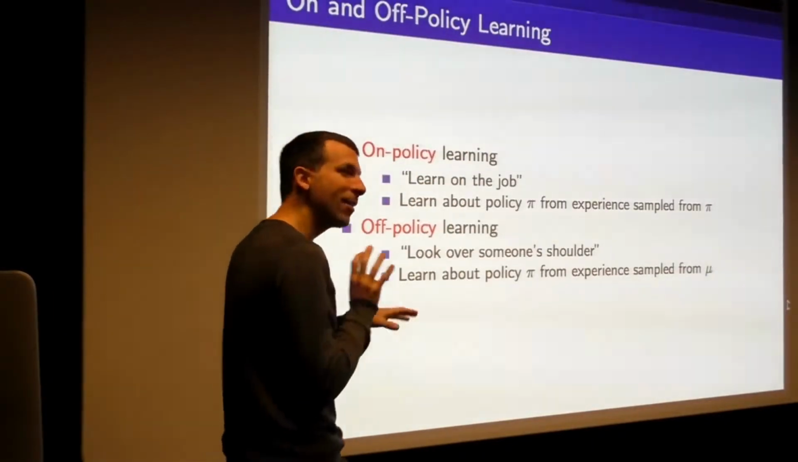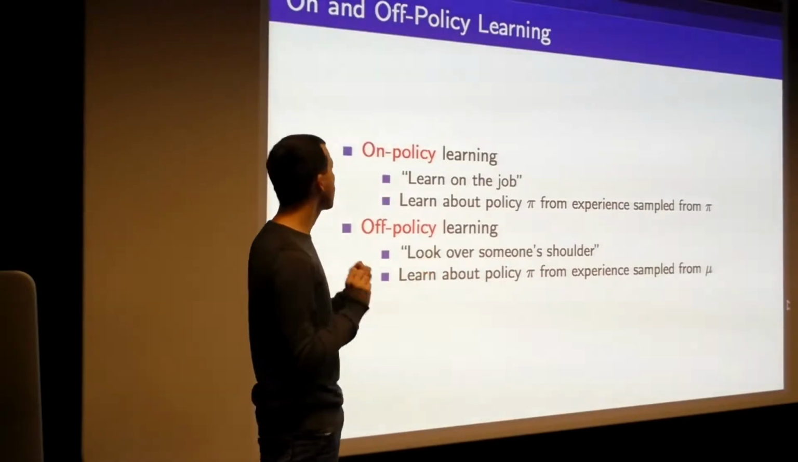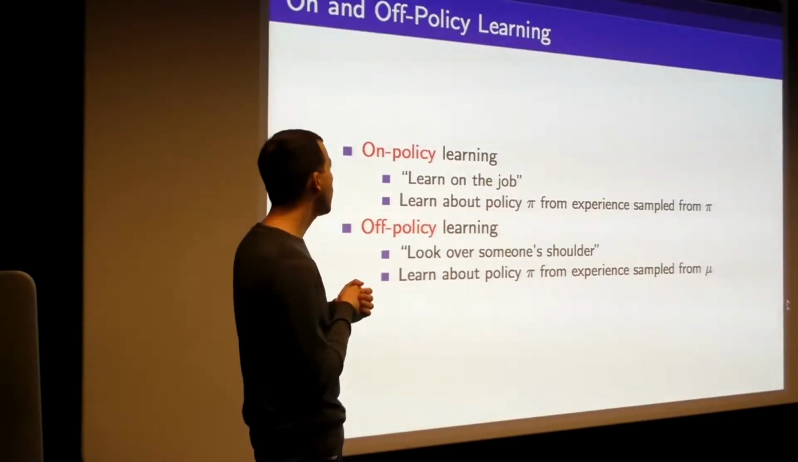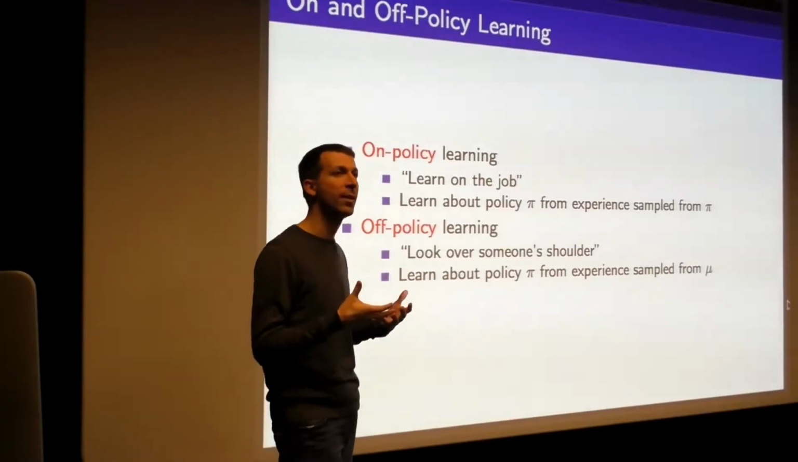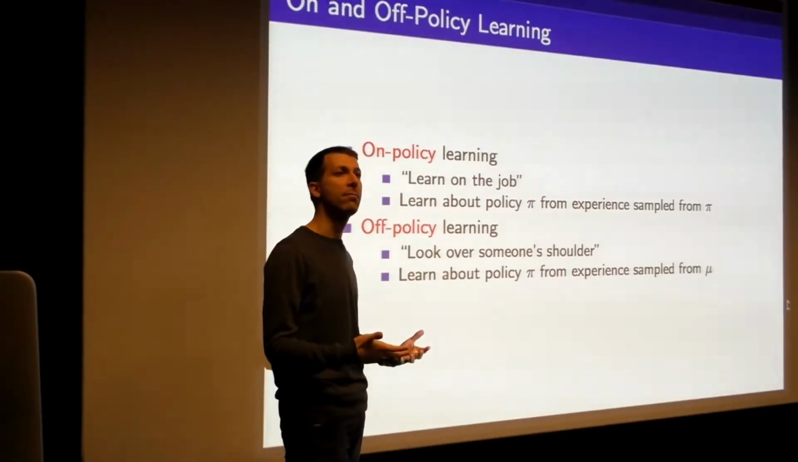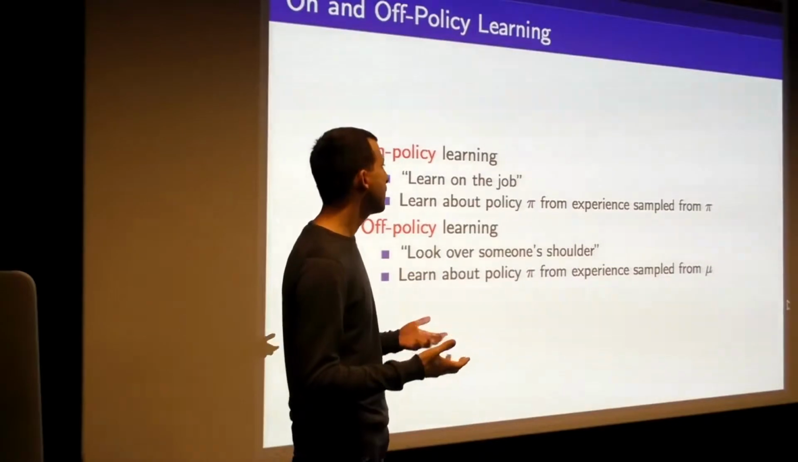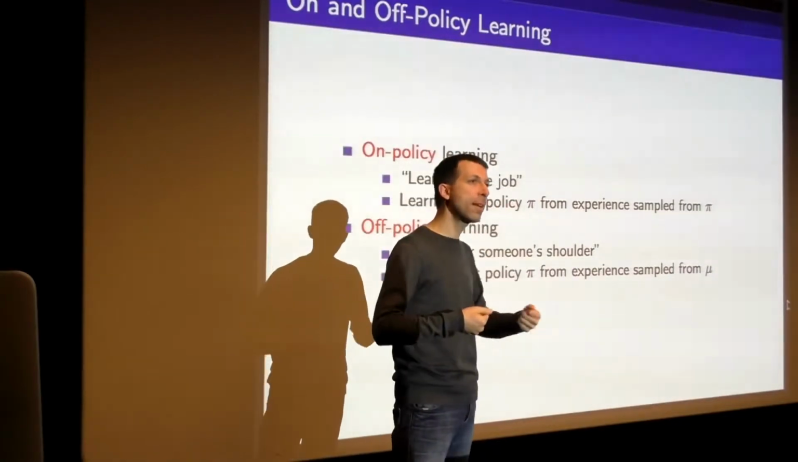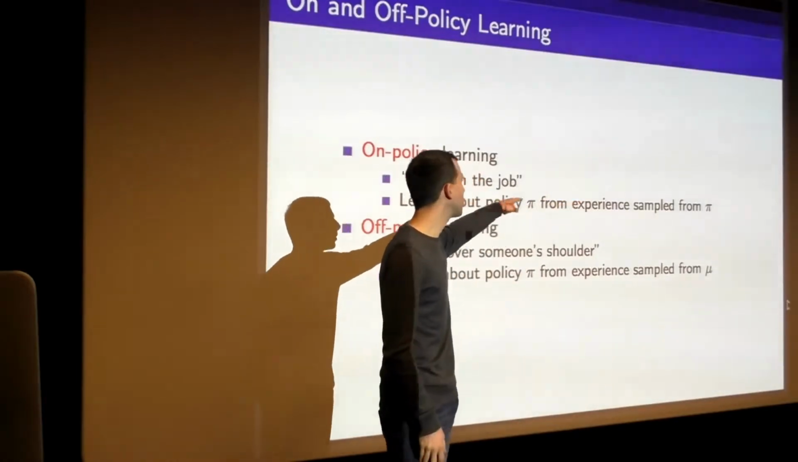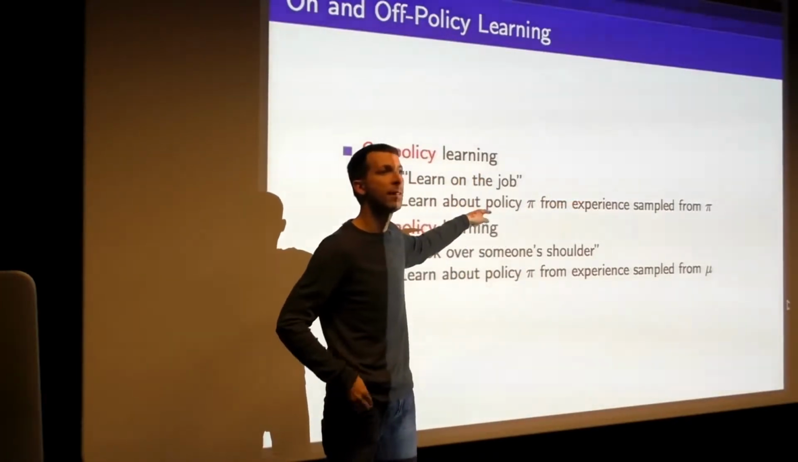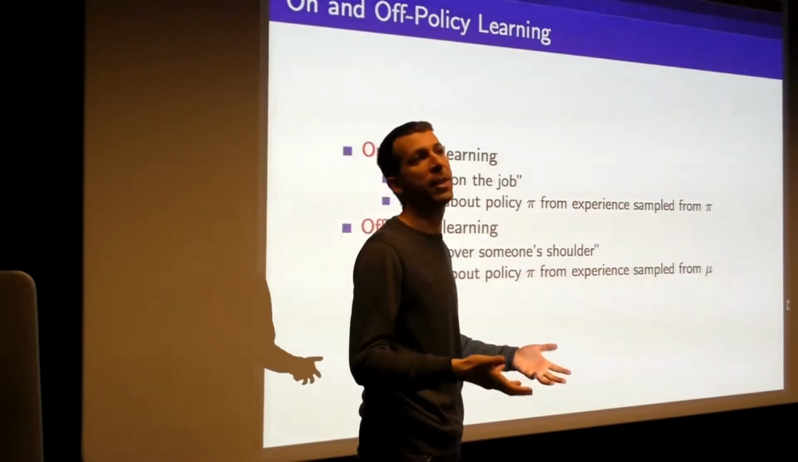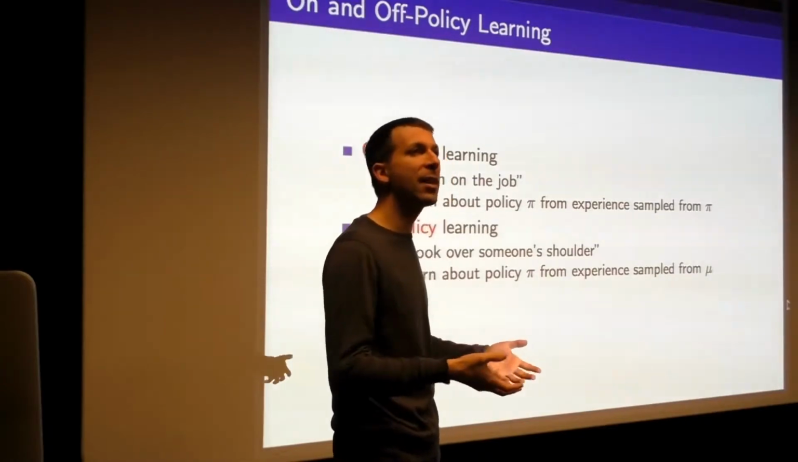Okay, so we're going to look at this basic dichotomy between on-policy learning and off-policy learning. Let's just understand what that means now. On-policy learning, I like to call it learning on the job. You've got some policy, you follow that policy, and while you're following that policy, you learn about it. You're sampling experience by sampling actions from some policy pi, and at the same time you're trying to evaluate that same policy. That's what we mean by on-policy learning: the actions that you take determine the policy that you're trying to evaluate.